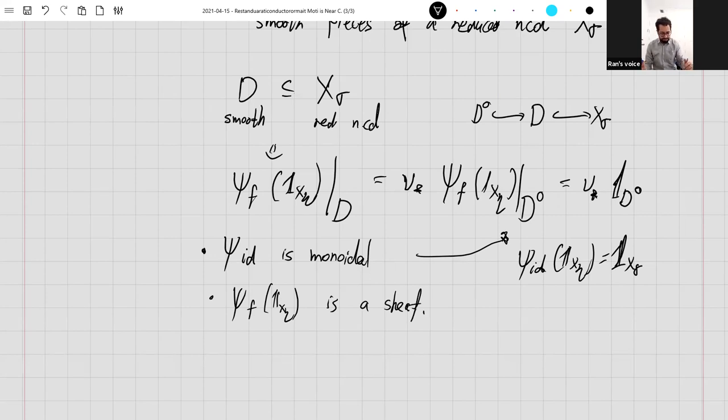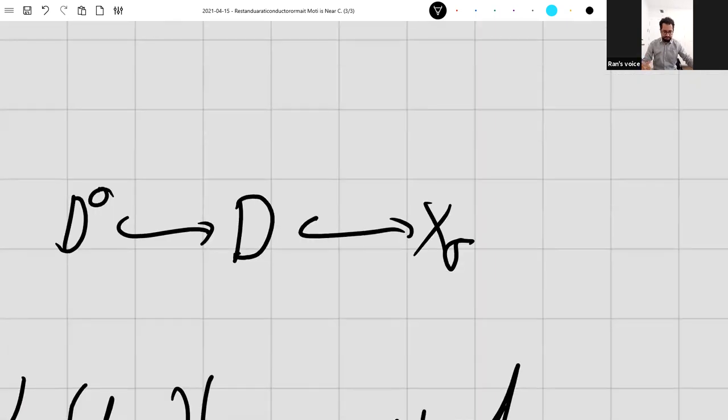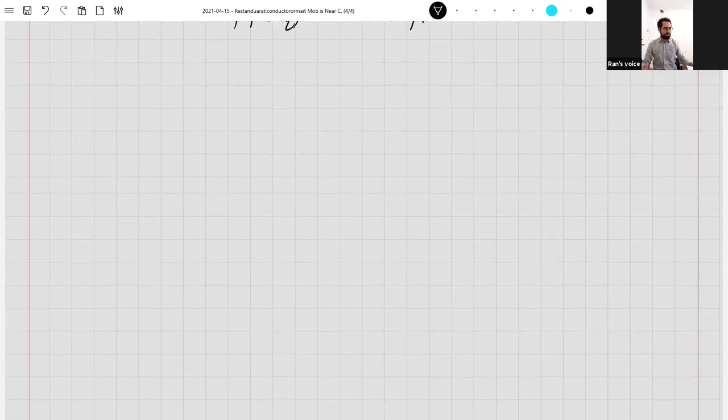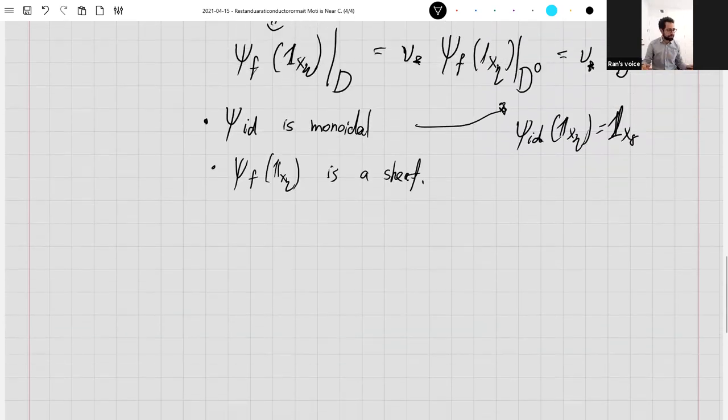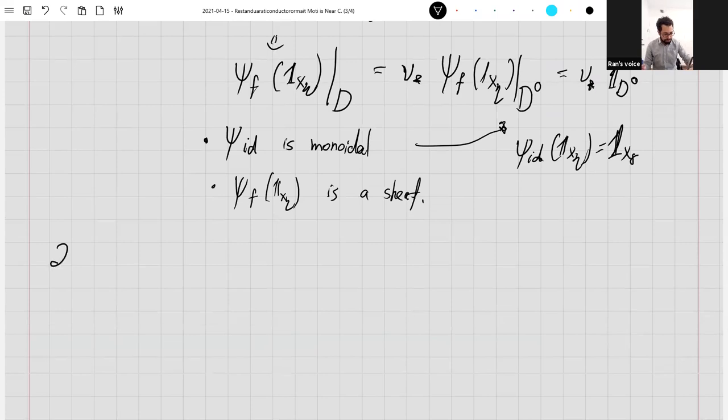I can restrict to open subsets. Okay, so these are some properties that I'd like to use. And in fact, I'm going to interpret some other things with this one. So let's move on to another tool. This comes from the theory of Motivic.